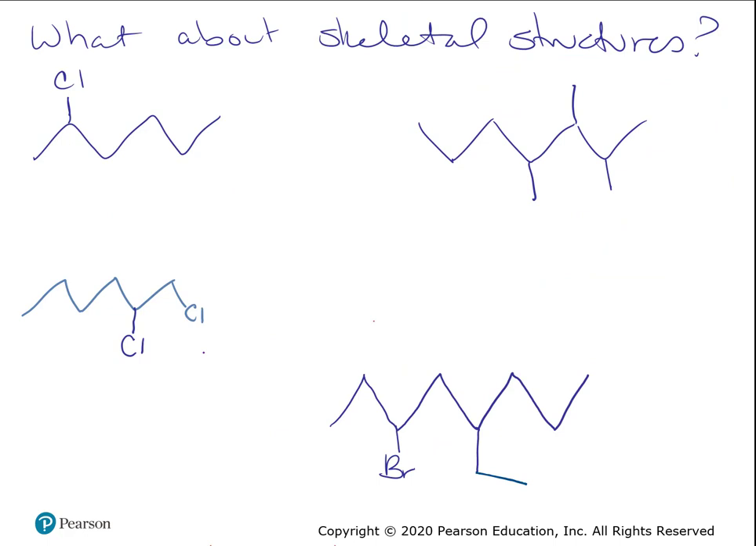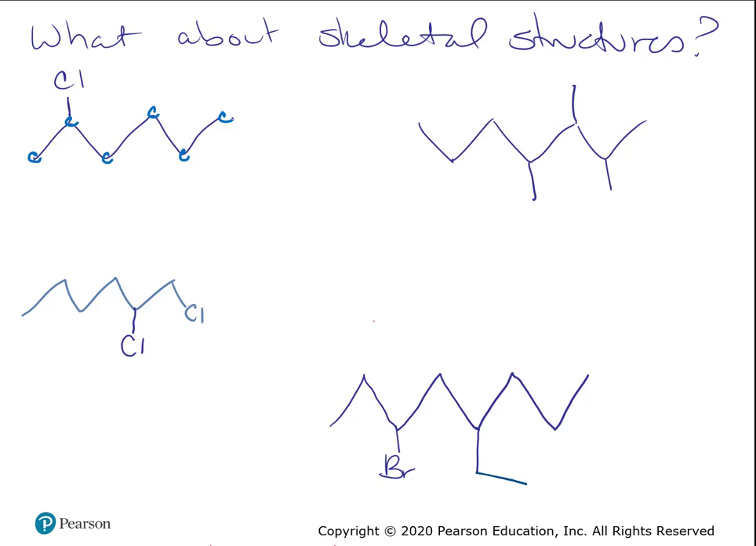What about skeletal structures? Some students love these. Some students get them wrong all the time. Because the thing to remember with skeletal structures is that every corner and every end is a carbon, unless the line is going to a halogen. So for this first one, this is a carbon, this is a carbon, this is a carbon, this is a carbon, this is a carbon, and this one is. So every corner in the zigzag pattern, every end is a carbon. But you see the line coming up to the chlorine? At the end of that line is the chlorine, not another carbon.